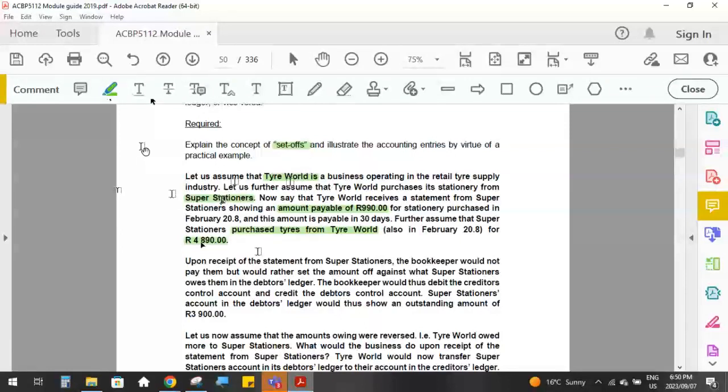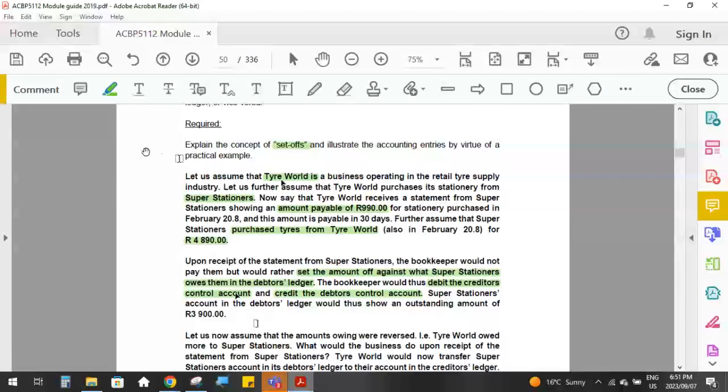So what's going to happen now is that Tire World's bookkeeper is not going to pay Super Stationers 990 Rand, because Super Stationers owes us more than that. So what they do is they, what we call, set the amount off against what Super Stationers owes us in the debtors ledger. So with that 990 Rand, we are then going to debit the creditors control amount and credit the debtors control amount.